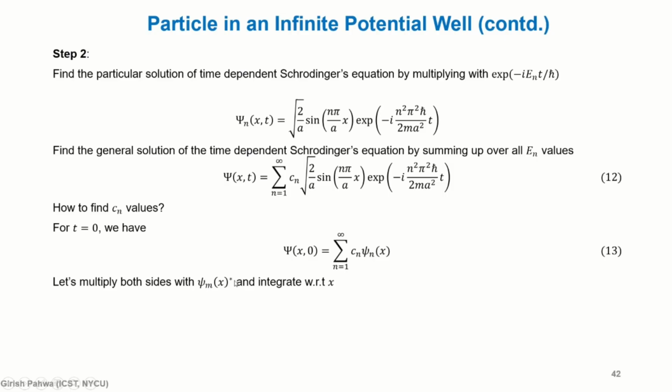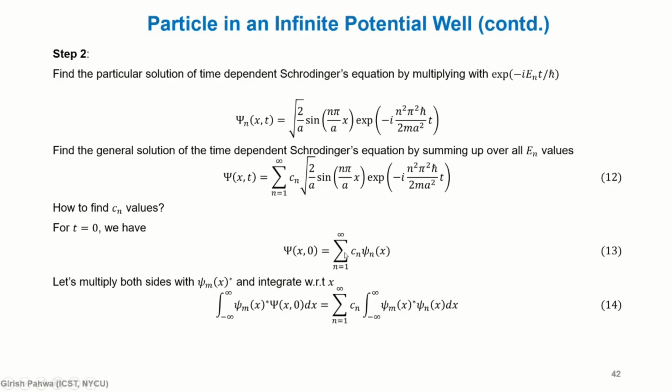M also varies from 1 to infinity, but this can be any m, any one m among all the available eigenfunctions. I pick any one eigenfunction, I call that psi m, and I take its star and multiply it on both sides and integrate with respect to x. So what do we get? You multiply it with psi m star and integrate over minus infinity to infinity. Similarly, you multiply it with psi m star and integrate over minus infinity to infinity.